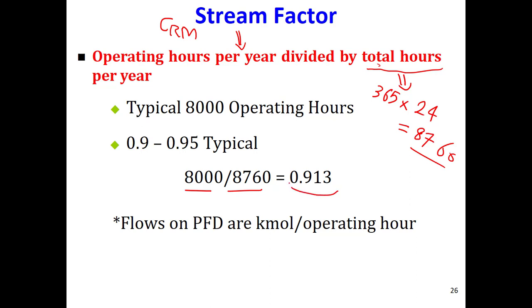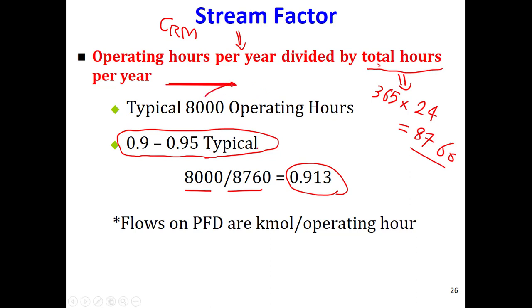Okay, so that gives you about 0.90. So extreme factor, they are usually typically between 0.9 to 0.95. A typical value, 0.92, is more used. So this is my planned operating hour in the year.